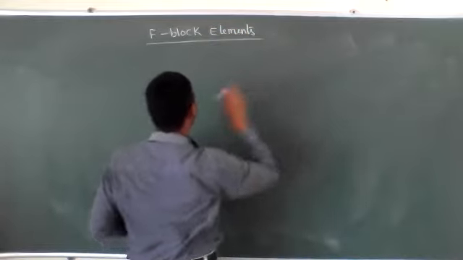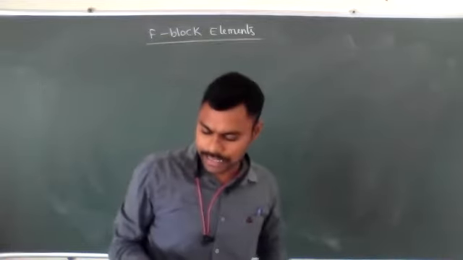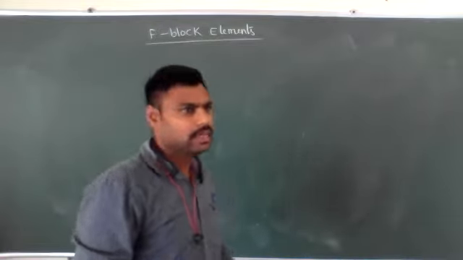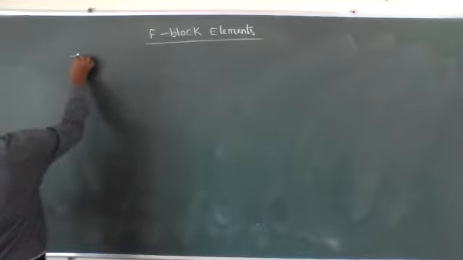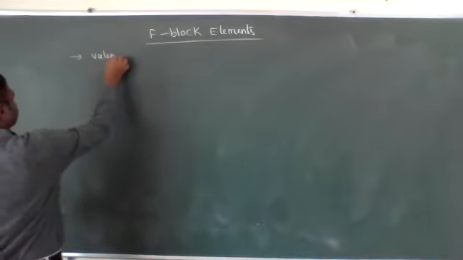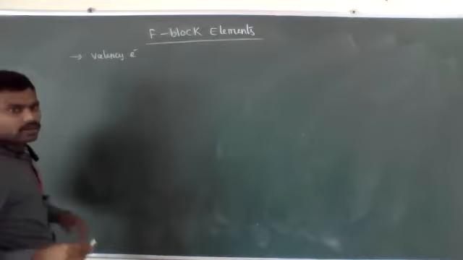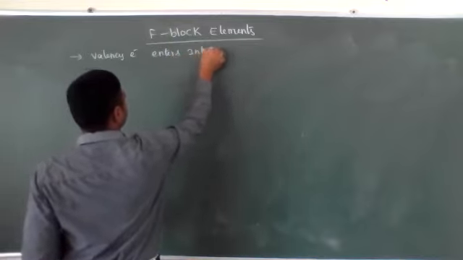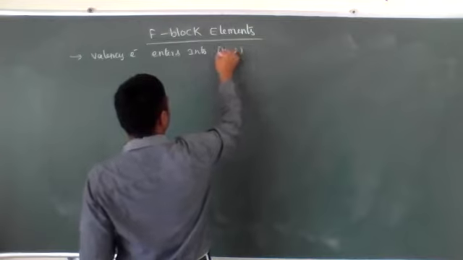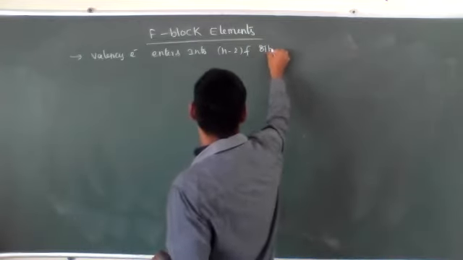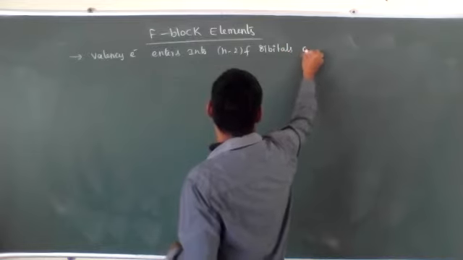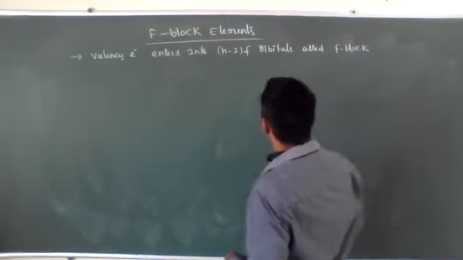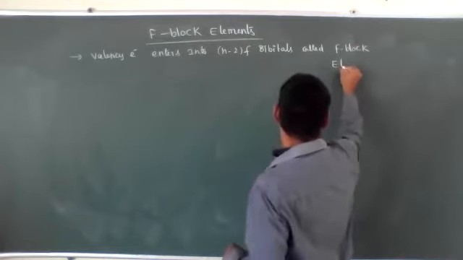F block elements. Okay? We know very well, generally, which elements are called F block elements, and what is the position of F block elements in the periodic table. Generally, the differentiating electron, our last electron, the valence electron, enters into the n minus 2 F orbitals; these are called F block elements.